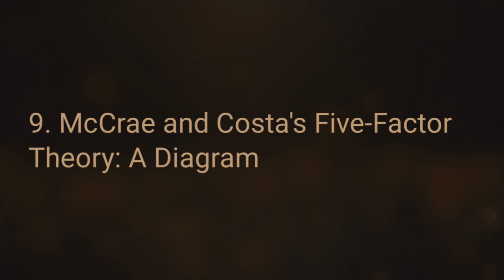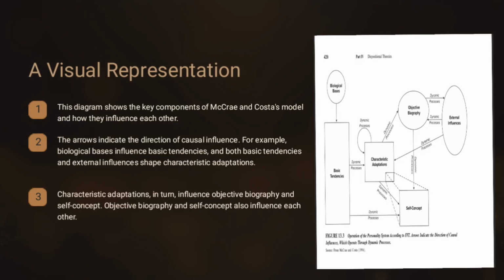The McCrae and Costa's five-factor theory diagram. As you can see in the diagram, it shows the key components of McCrae and Costa's model and how they influence each other. The arrows indicate the direction of causal influence.